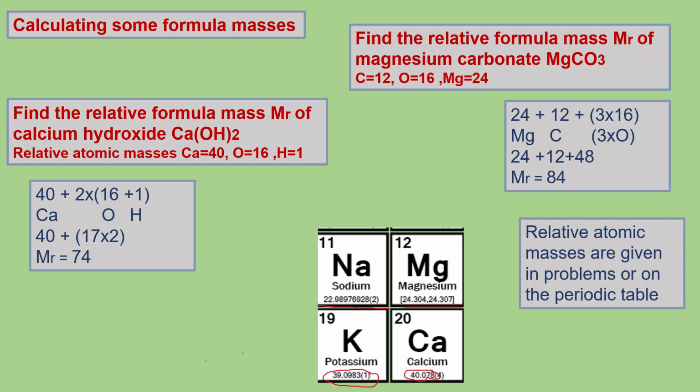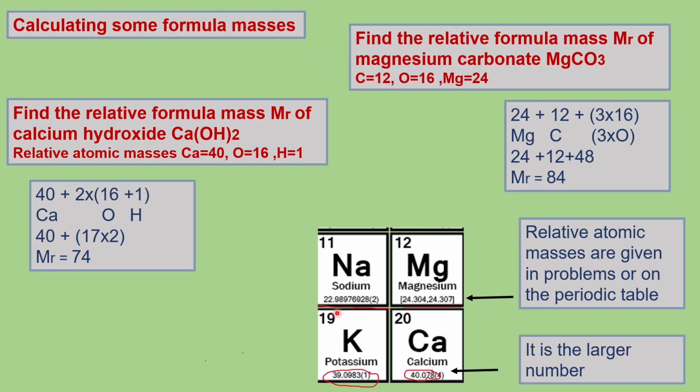The relative atomic masses are given in problems. You can also get them from the periodic table. This is part of the periodic table, sodium Na. You have here 2 numbers, a small one and a large one. Which one is the relative atomic mass? It is the larger number. This is the relative atomic mass. So for sodium, it is 23.